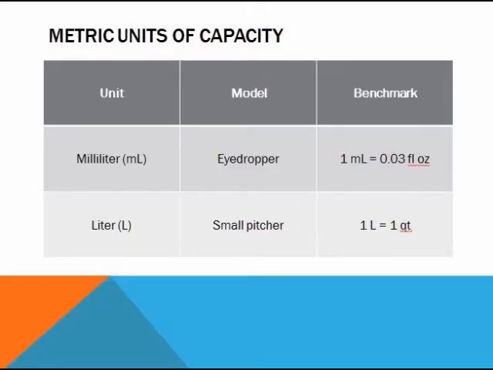So then capacity is a milliliter and a liter. So the difference here would be weight is the mass. Capacity is, I'm dealing with a liter of pop. How much can I put inside that liter bottle? So a milliliter would be like an eyedropper. And 1 milliliter is about 0.03 or 3/100ths of a fluid ounce. And then a liter would be a small pitcher, or if you think about half of a 2 liter, or like they sell 1 liter bottles at the convenience store. And it's about 1 quart. Again, not exactly, but it's about 1 quart. So milliliter and a liter.